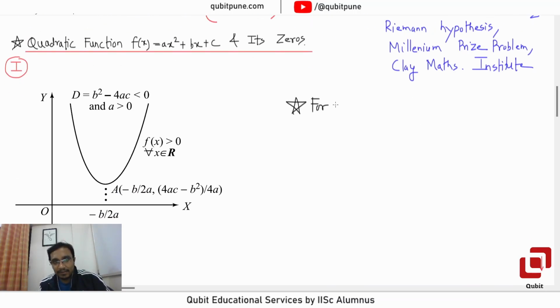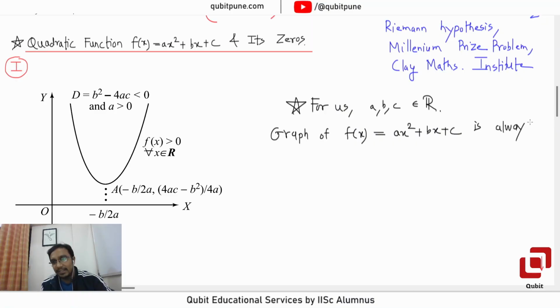For us, a, b, c belong to the set of real numbers. For what? For the graphical representation, because only then can we represent them on a graph. Correct? Okay. Now, the graph is always parabolic. The graph of f of x equal to ax squared plus bx plus c is always parabolic.